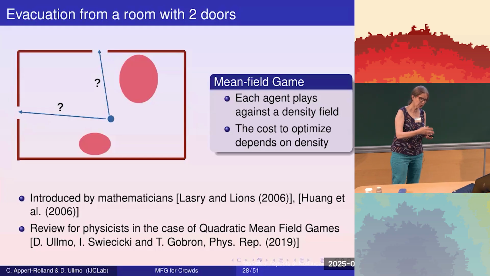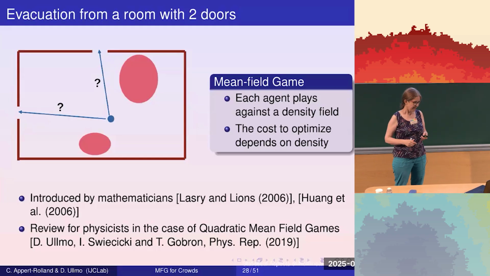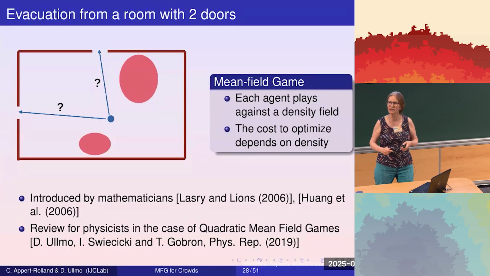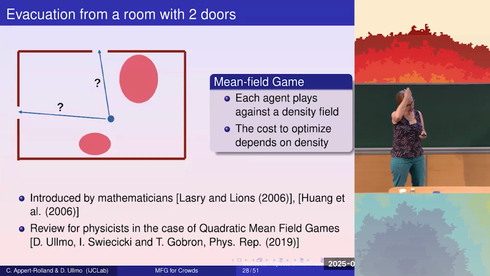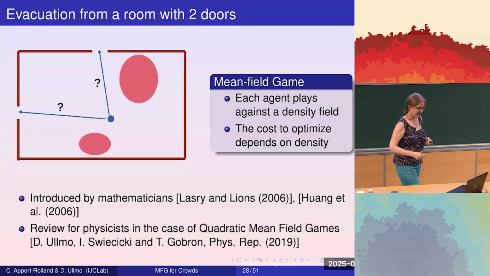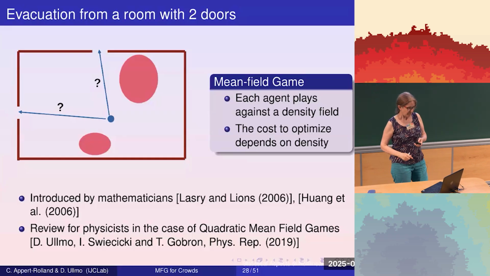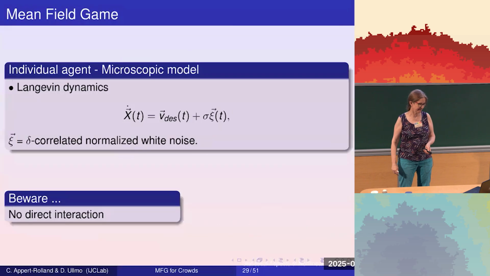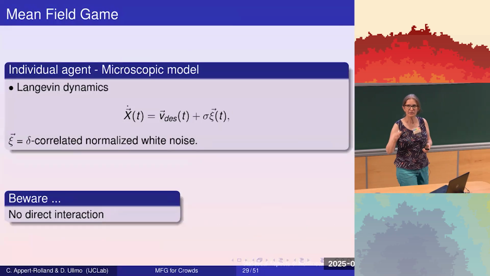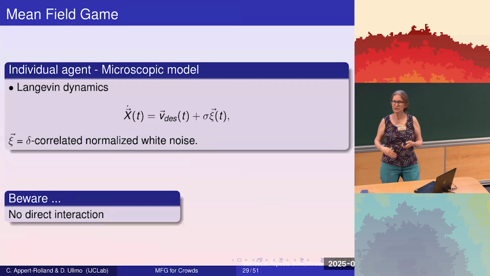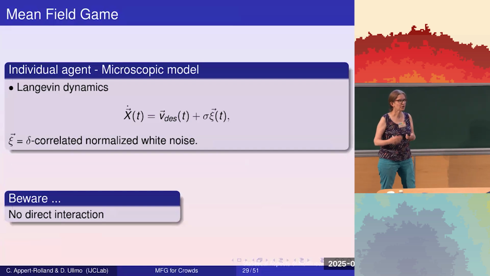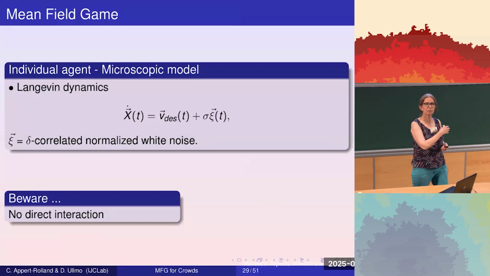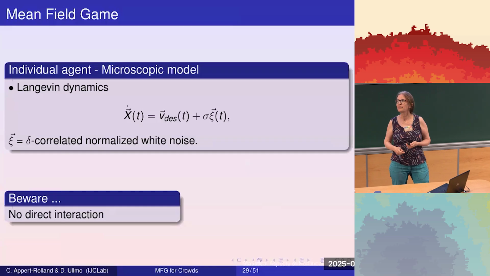So it was introduced by mathematicians, and it became popularized for physicists in particular through a review paper written in particular by Denis Ullmo. Denis Ullmo is in a lab very close to mine. We started to discuss, and from this discussion it came out that mean field games could maybe explain these experiments that I have been showing to you.